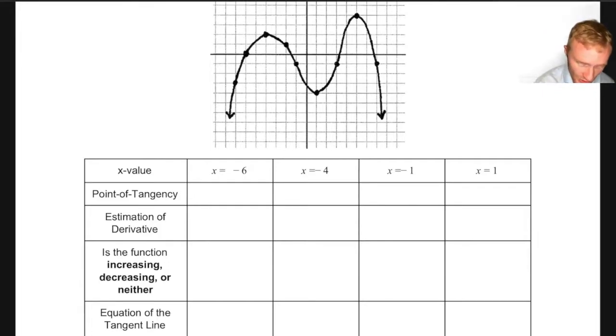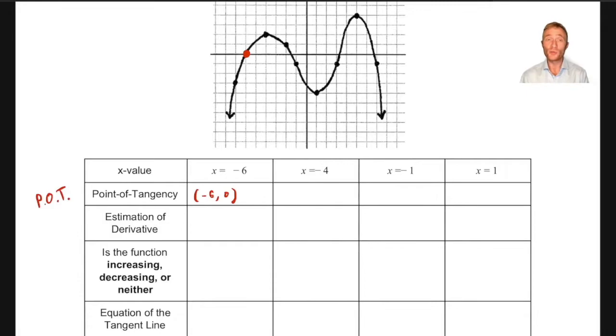So at x equals -6, that's this point right here. This is the point (-6, 0). We call this the point of tangency. You're going to see me abbreviate it POT. It's where our tangent line is going to just barely touch our function. To estimate the derivative, as carefully as I can, I'm going to draw a dashed line to represent the line that would be tangent to this function, meaning just barely touching it once. It only has one point of tangency. It doesn't touch the function again locally.